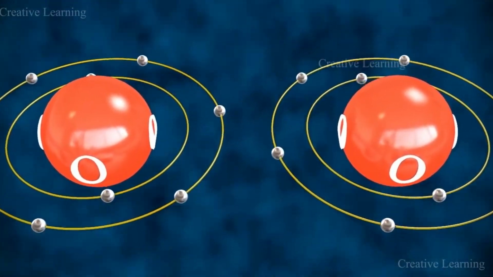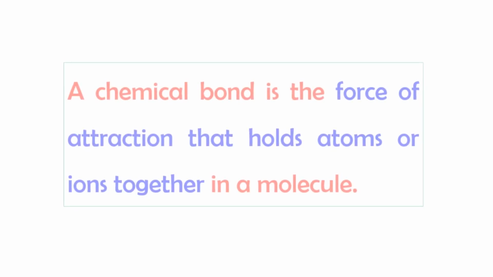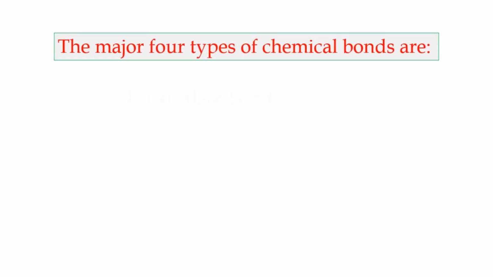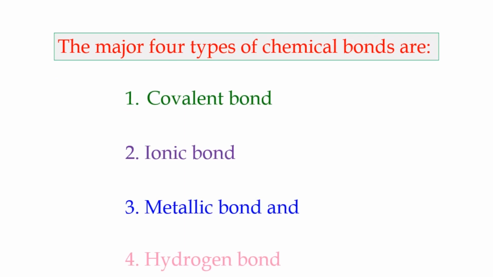The world around us is made up of tiny units of matter called atoms. How these atoms are joined together to form substances: they form stable chemical substances by means of a chemical bond. A chemical bond is the force of attraction that holds atoms or ions together in a molecule. The major four types of chemical bonds are covalent, ionic, metallic and hydrogen bond.